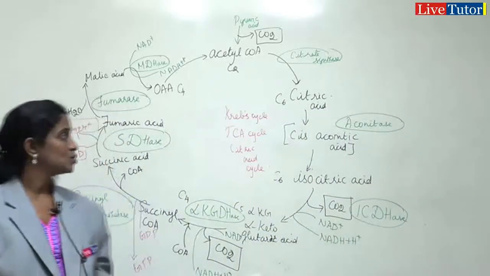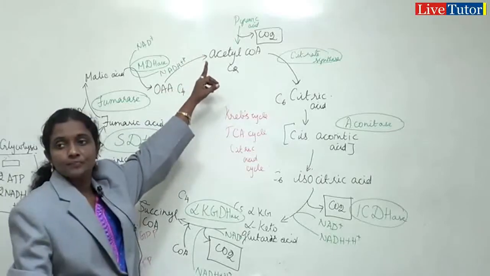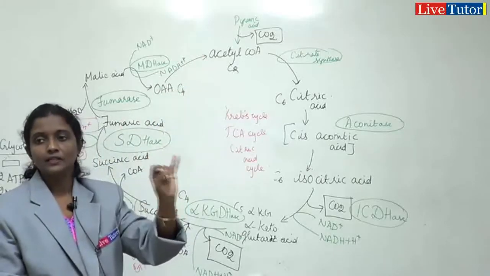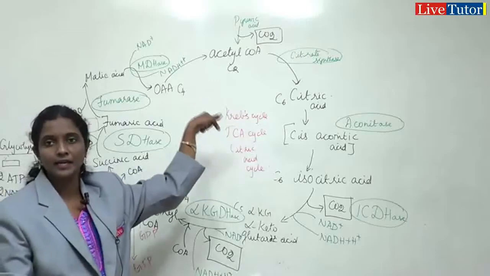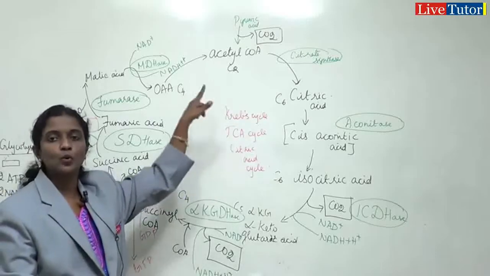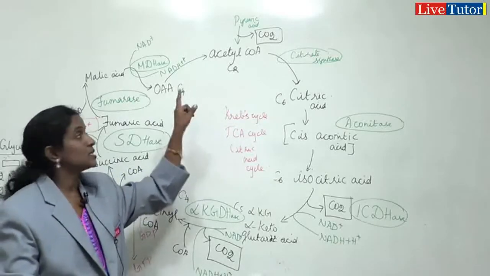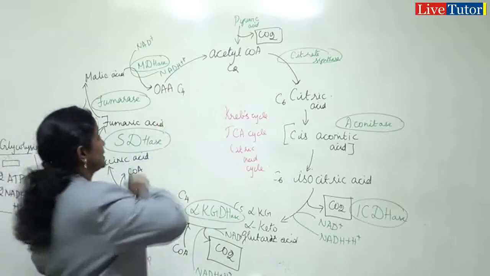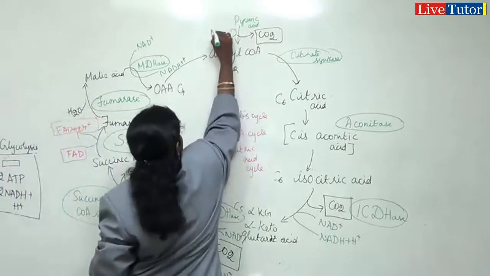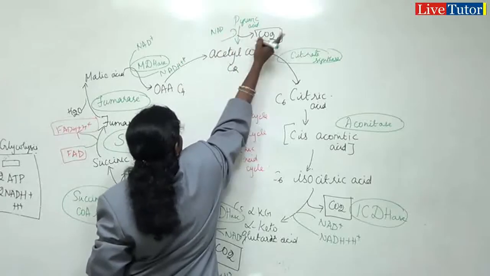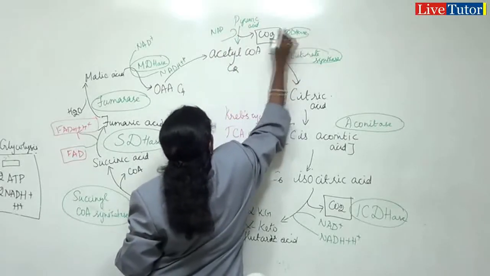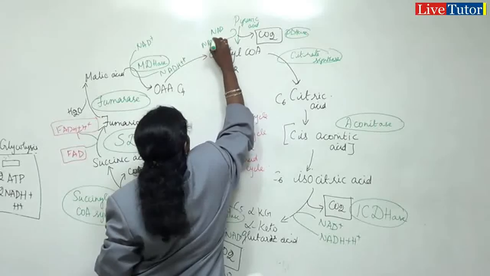Okay, so pyruvic acid, a 3-carbon sugar, gave 1 carbon in the form of carbon dioxide, and it became acetyl-CoA when the CoA got added. So it's a decarboxylation step, and in this step we also reaped NADH, isn't it? Because it is the NAD-dependent pyruvate dehydrogenase step. So we also got NADH plus H plus in this step.